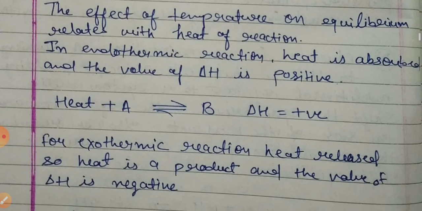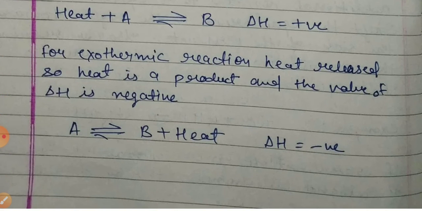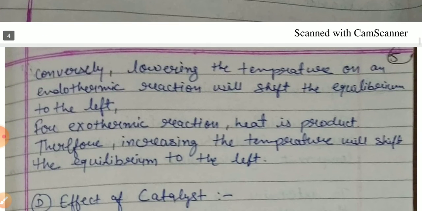For an exothermic reaction, heat is released, so heat is produced and the value of delta H is negative. Here you can see A converts into B, and in this reaction some heat is released, so the value of delta H is negative. So lowering the temperature in an endothermic reaction will shift the equilibrium to the left side, and for the exothermic reaction, heat is produced, therefore an increase in temperature will shift the equilibrium to the left side.